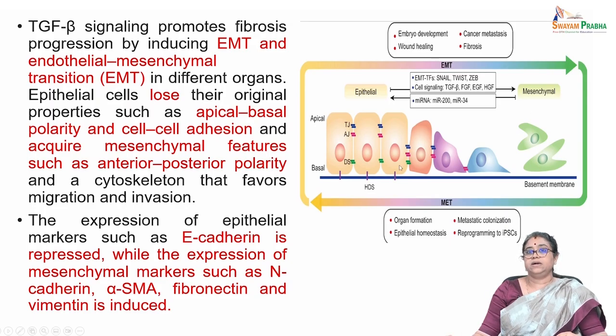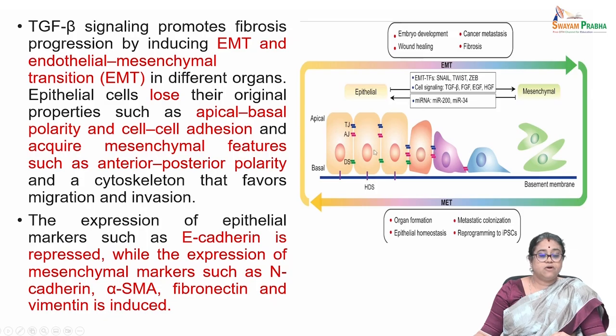And this important aspect of EMT is promoted by TGF-beta. So, the epithelial cells lose their original properties such as the apical basal polarity and cell-cell adhesion, and they acquire mesenchymal features such as the anterior and posterior polarity, and a cytoskeleton that favors migration and invasion. So, as epithelial cells, they are stationarily put in one particular area. But when they assume a motile form, that is a mesenchymal phenotype, then that favors migration and invasion.